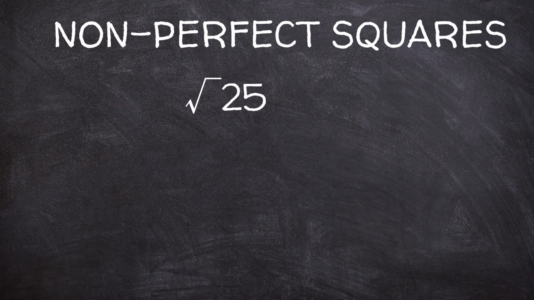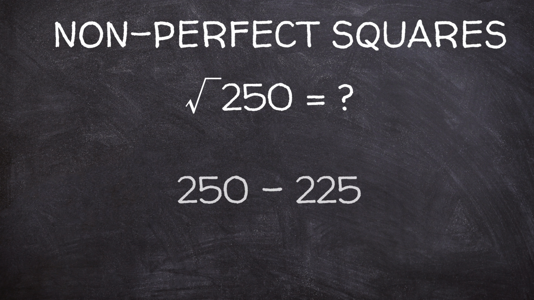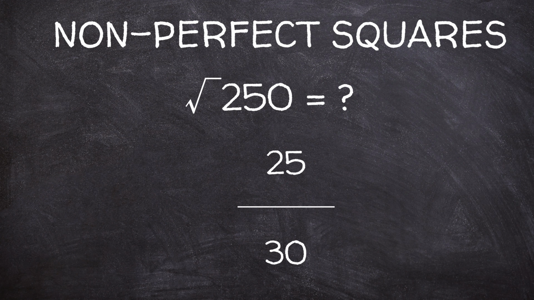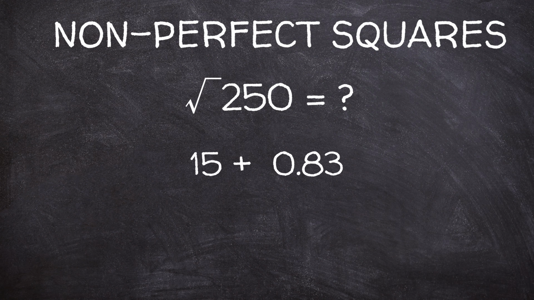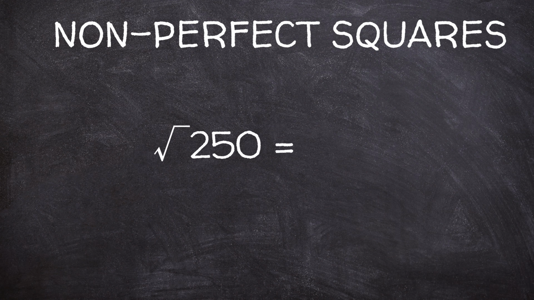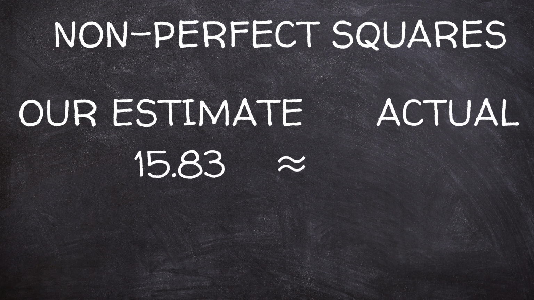Now let's try one more. Square root of 250. The perfect square immediately below 250 is 225. Its square root is 15. The difference is 250 minus 225 equals 25. Twice 15 is 30. 25 divided by 30 is approximately 0.83, and add that to 15. We get approximately 15.83. So square root of 250 is approximately 15.83. The actual value is about 15.81. So this gives us a very close estimate without a calculator.